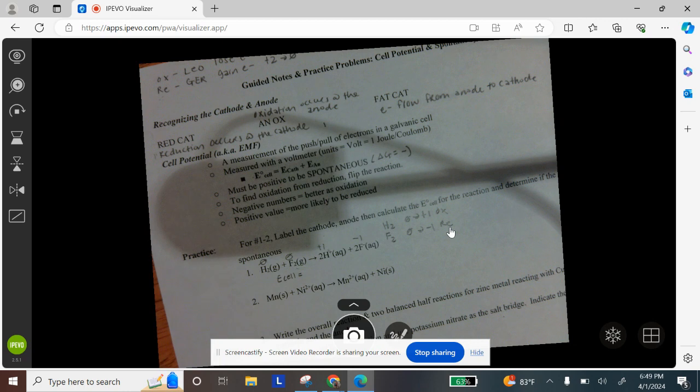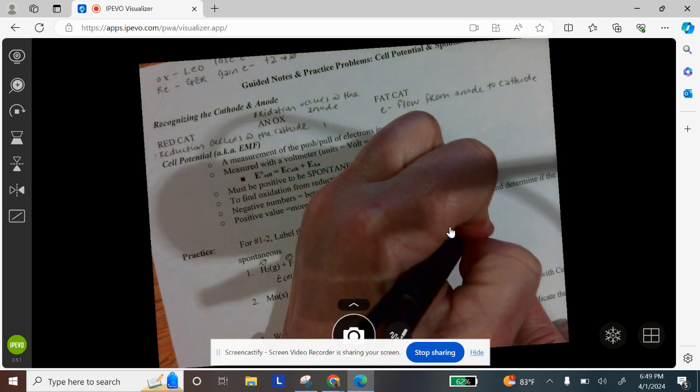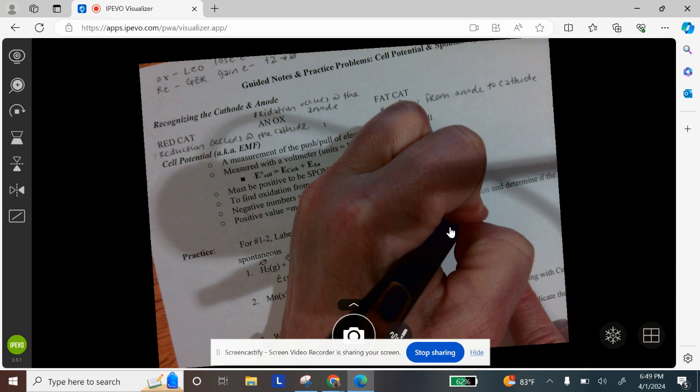And let's label our cathode and anode real quick. So we set up here red cat. So reduction happens at the cathode. So this is our cathode, and then there's our anode. So that's now labeled. Sorry, those are overlapping. And so up here it says cathode plus anode. So our cathode we just said would be, looking at that chart again, 2.87.